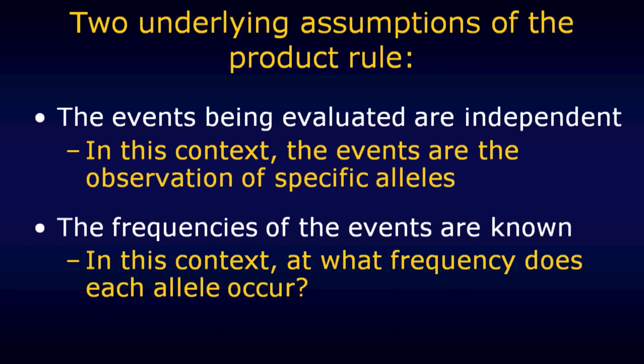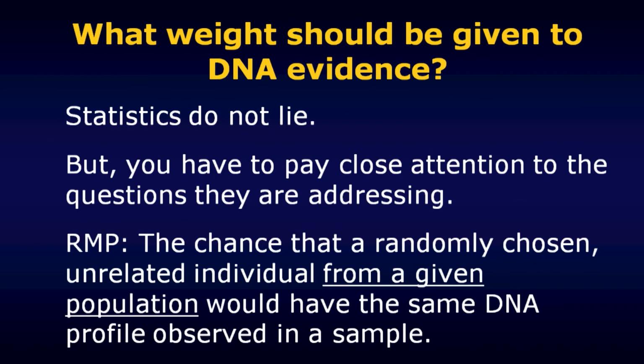So let's look back then at that random match probability definition. Remember, that's the key here. We've got to keep our eye on the question that this statistic is intended to address. The question that we're trying to address with a random match probability is this: what's the chance that a randomly chosen, unrelated individual from a given population would have the same DNA profile that we've observed? And let's focus our attention right now on that one little clause in there about from a given population. What population are we talking about?